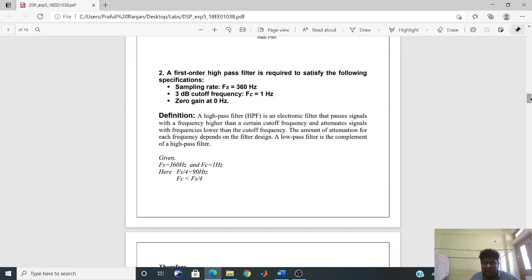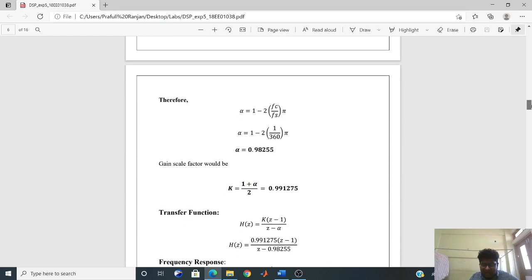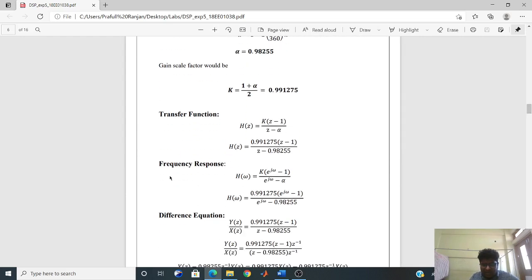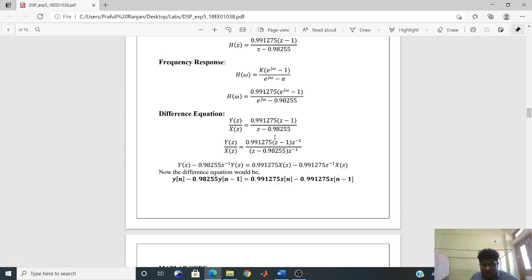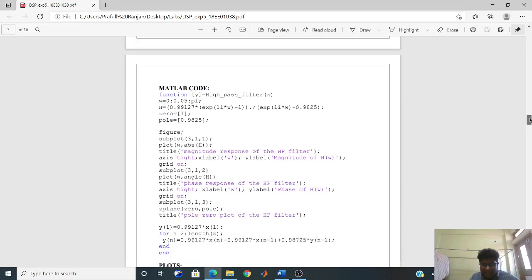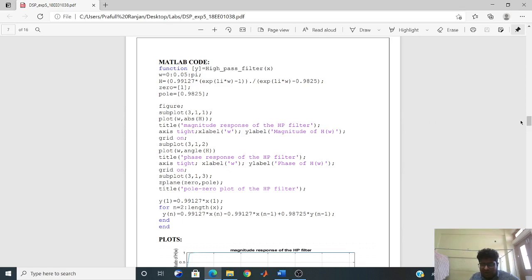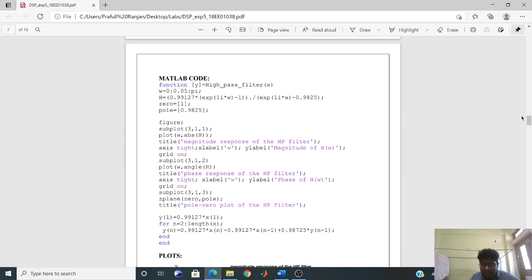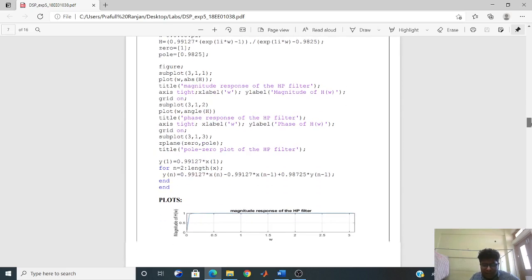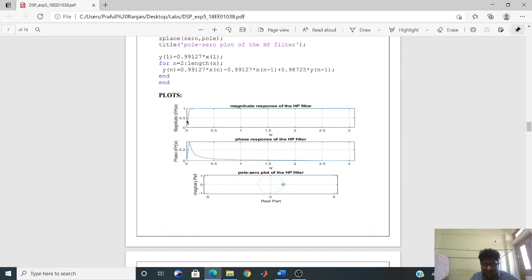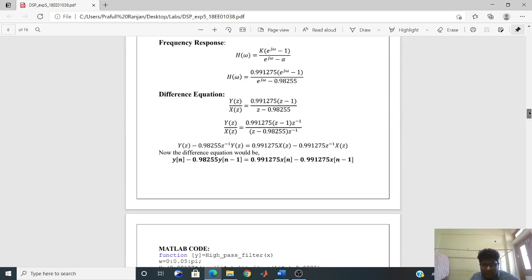Similarly, the first order high pass filter is the complement of the low pass filter. In this one, it passes the signal with a frequency higher than a certain cutoff frequency and attenuates signals with frequency lower than the cutoff frequency. Similarly, we have calculated as above. This is the transfer function and this is the frequency response, and similarly I have calculated the difference equation as above. The code is also similar, I have just changed the equation of H omega, and the graph I have got is like this. We can see that the cutoff frequency was very low.